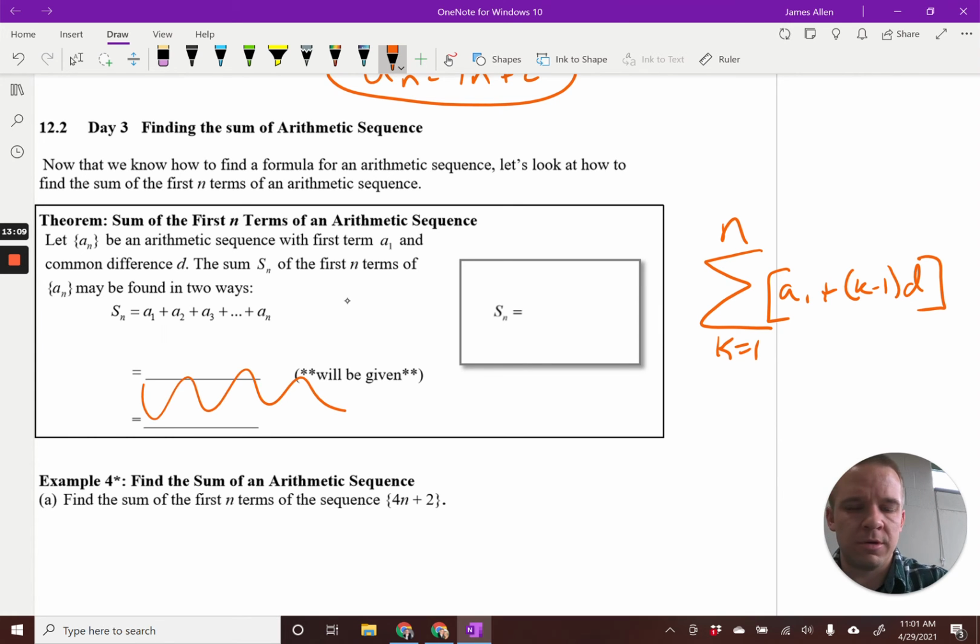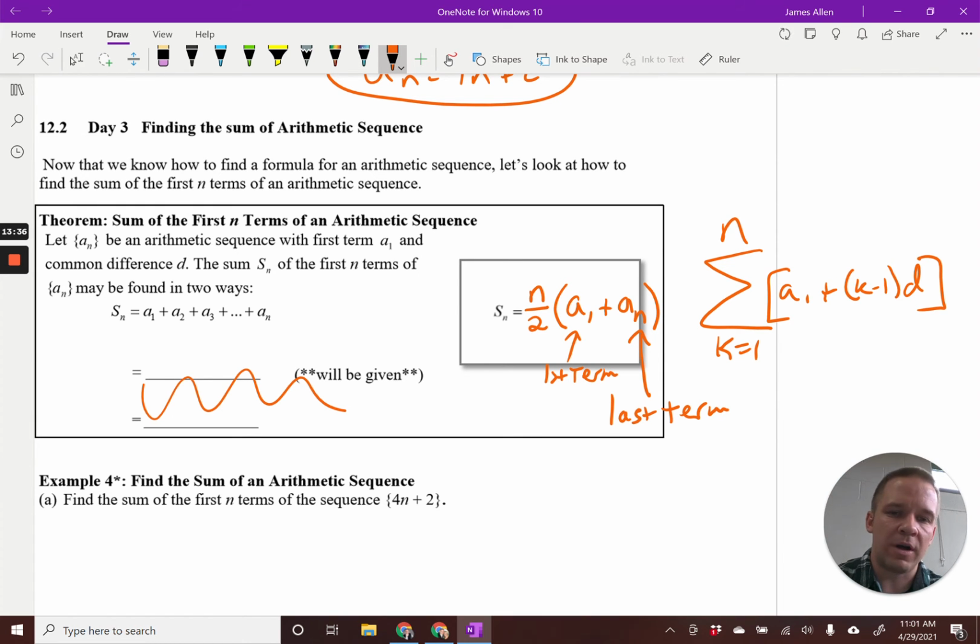I'm going to do it over here on the right-hand side. So this is going to be n divided by 2 multiplied by the quantity of our first, the sum of our first and last term. So I do need my first term, and I need my last term.